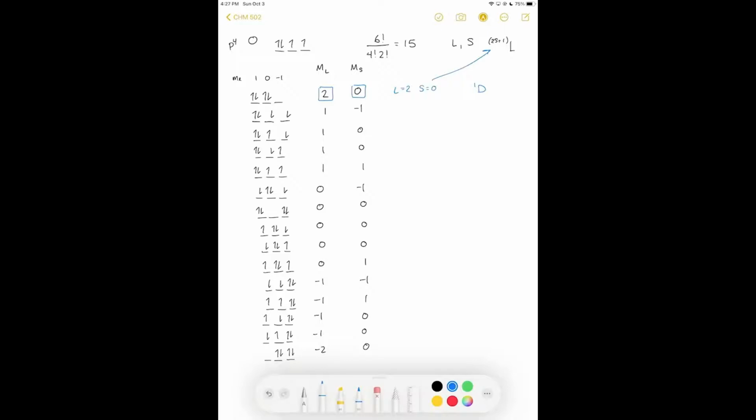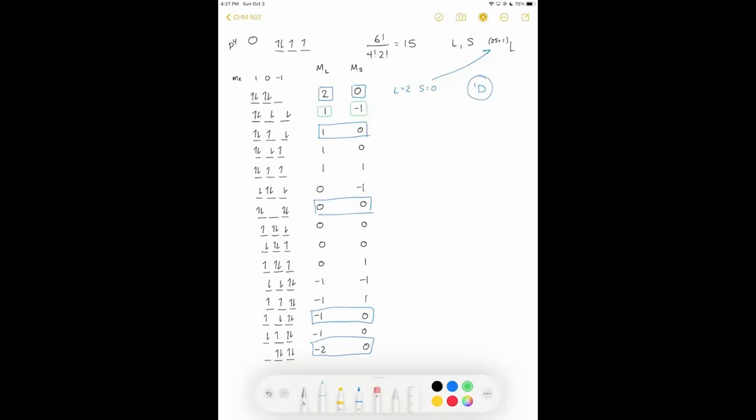And so that means that all of the M sub S's should be 0, while the M sub L's should go from -2 to 2. So we can find states that correspond with this: we have a 2, 0, a 1, 0, a 0, 0, a -1, 0, and a -2, 0. And these 5 states correspond to a 1D term. Now let's look at the next one. Below that, here we have an M sub L equal to 1 and an M sub S equal to -1.